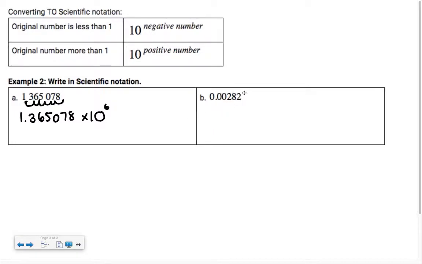If I look at this number, I still need to write it as a number between 1 and 10. So 2.82, and I'm counting how far I move my decimal place to get there. 1, 2, 3. So 2.82 times 10 to the power of, and in this case, our original number is less than 1, so this is going to be a negative 3.